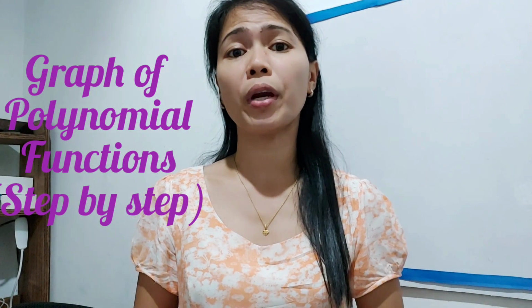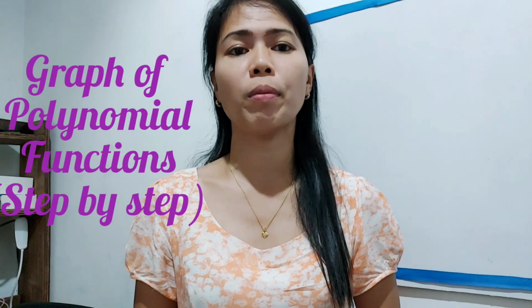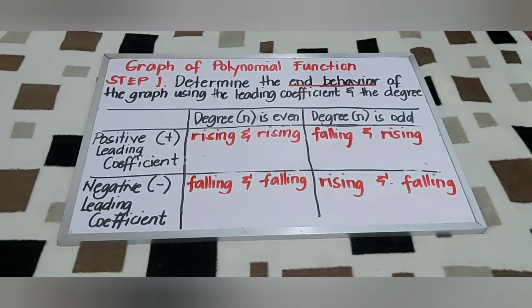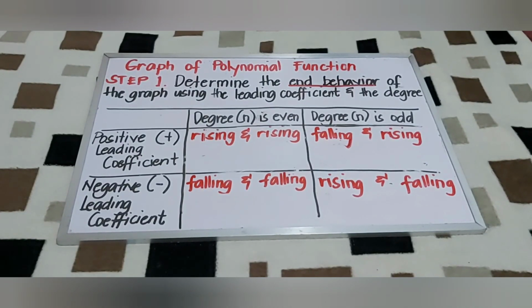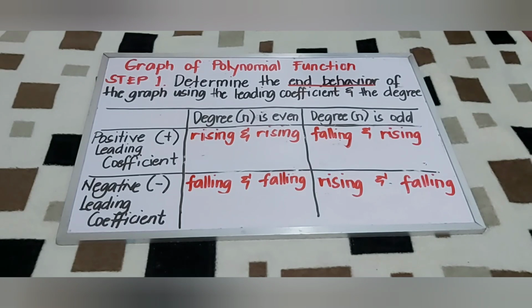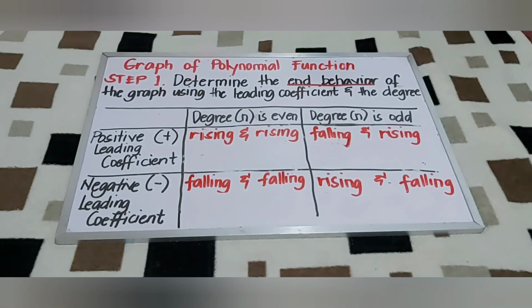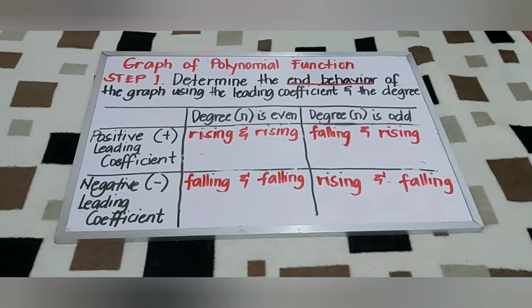In this video, we are going to discuss graph of polynomial functions. So let's get started. Let us discuss how to graph a polynomial function. Step 1. Determine the end behavior of the graph using the leading coefficient and the degree of our polynomials. Okay, we have to take note of these conditions.